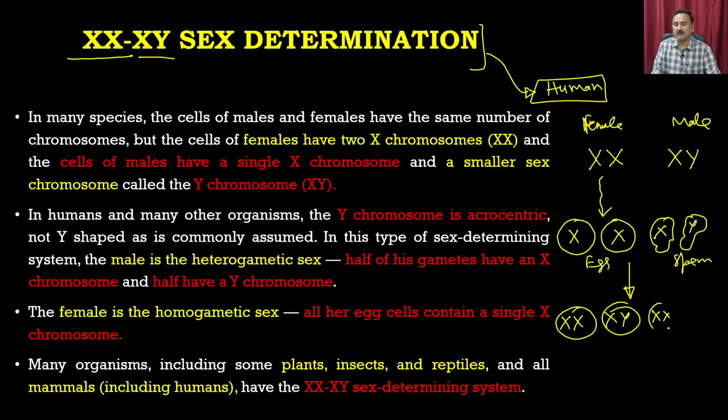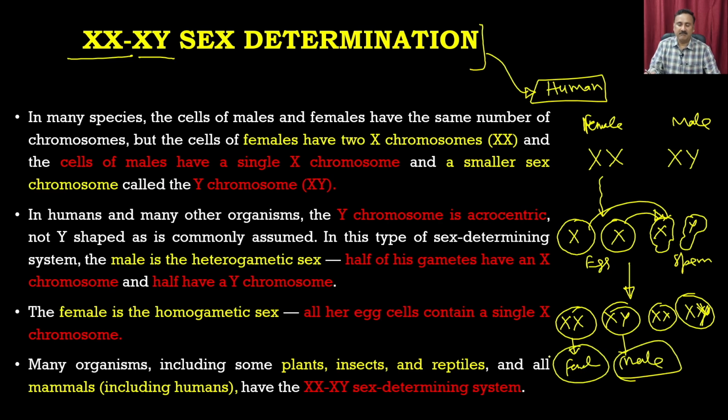So you basically have 2X and, right? If the X is combining with X, you're going to have XX. If the X is combining with Y, then you're going to have XY. Now, this XX is going to be female and the XY is going to be male, right? So here again, the male is going to decide the sex of the offspring, right?